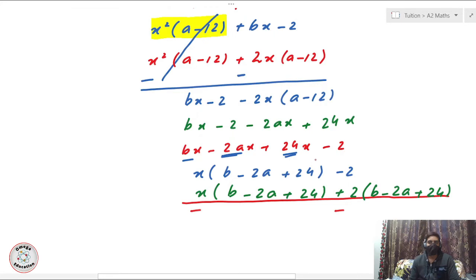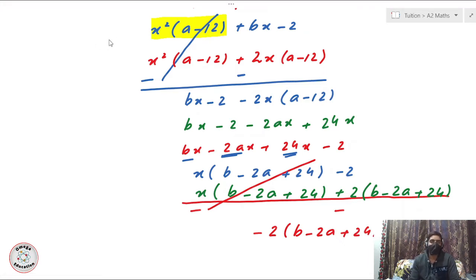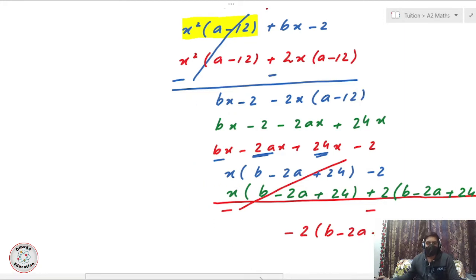Now this whole thing would be cancelled out. Two things with the opposite sign would all be cancelled out, and you'll be left with negative 2b minus 2a plus 24 minus 2. Okay, this is what you'll be left with. Alright, let's sort it out. I'm going to write this thing on the other side. Let me just select it.